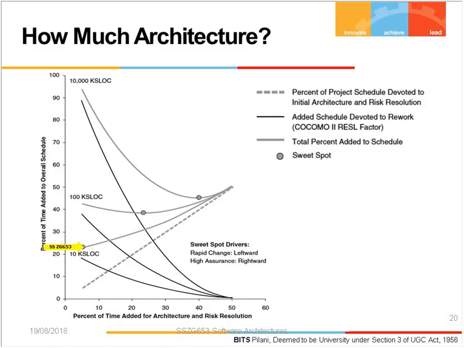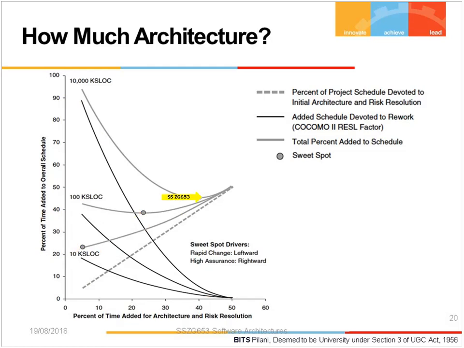So in a small project, as you put in more time in architecture, the total time devoted becomes very high. It just increases. Whereas in a large project, as you put in more and more time into architecture, the rework time reduces. So in a small project, the hotspot is here. This is the minima point.